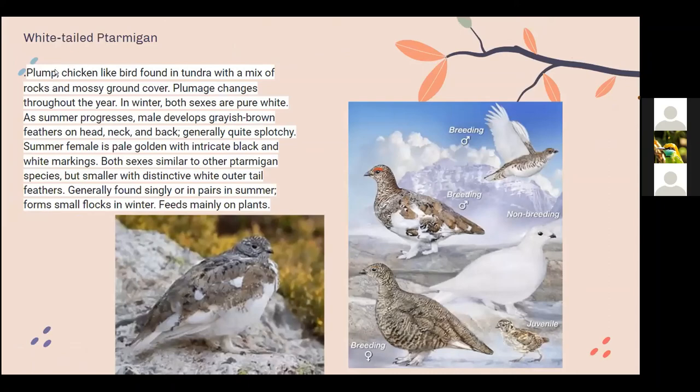A chicken-like bird found in tundra with a mix of rocks and mossy ground cover. Plumage changes throughout the year. In winter both sexes are pure white. As summer progresses, the male develops grayish-brown feathers on head, neck, and back, generally quite splotchy. Summer females are pale golden with intricate black and white markings. Both sexes are similar to other ptarmigans but smaller, with distinctly white outer tail feathers. Generally found singly or in pairs in summer, they form small flocks in winter and feed mainly on plants. Now you can see pictures of that bird.